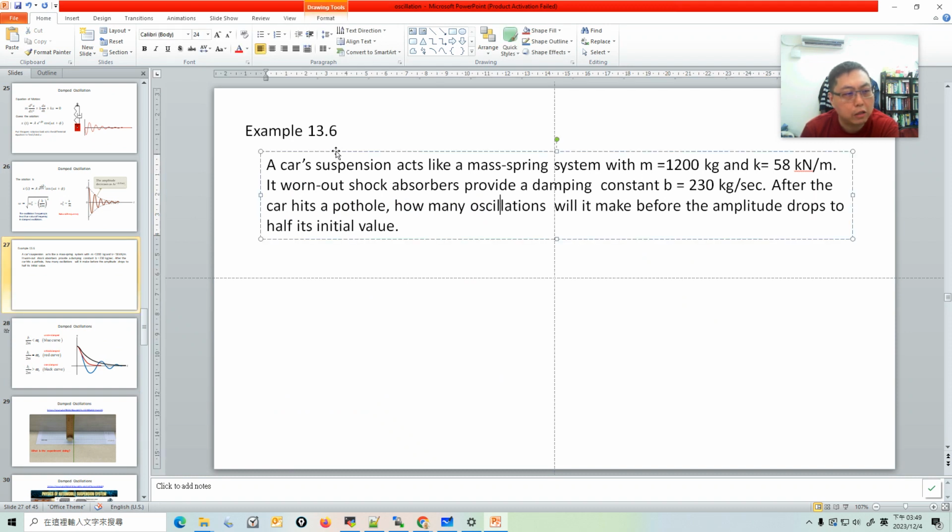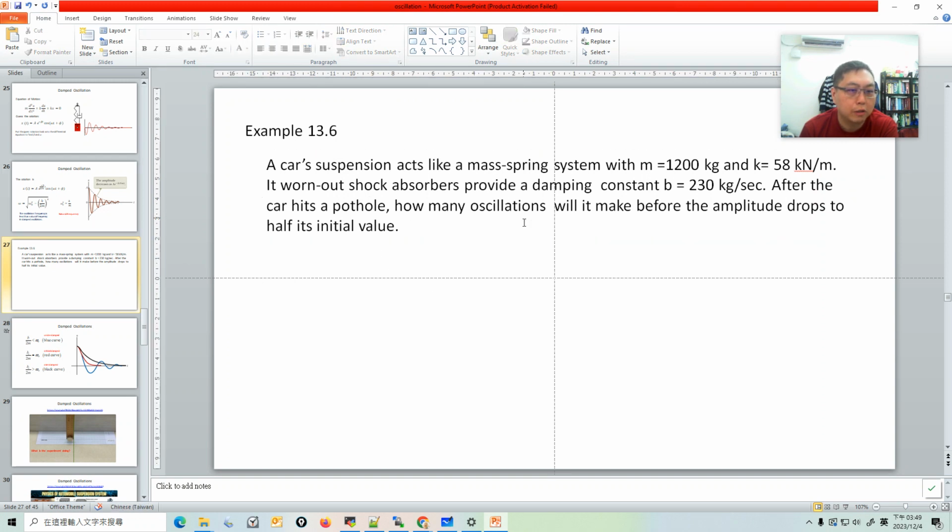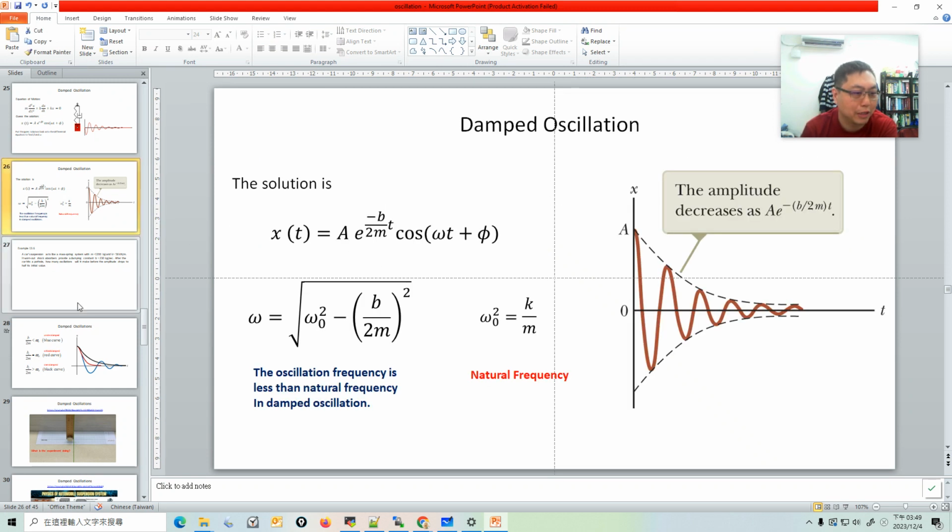Okay, this is example 13.6 from the textbook, and we'll do it in the next video. And there is some homework very similar to this. I think there are 3 to 4 problems similar to this. Because you are not that familiar with damped oscillation, I made lots of homework for damped oscillation.